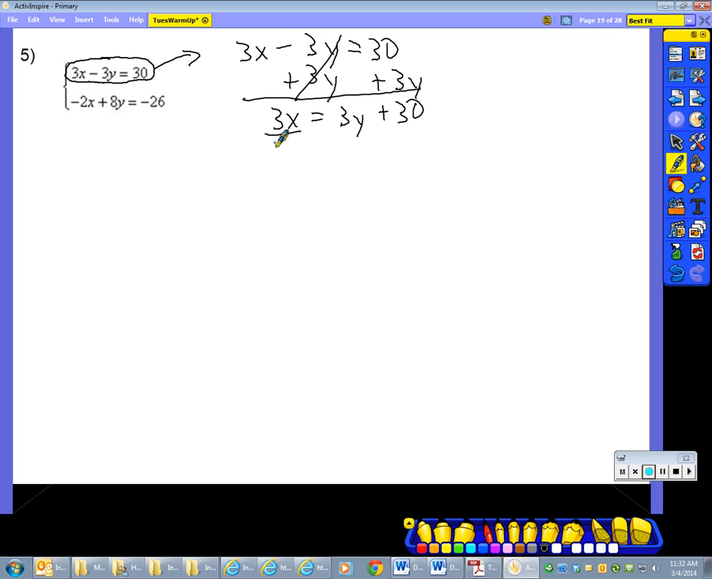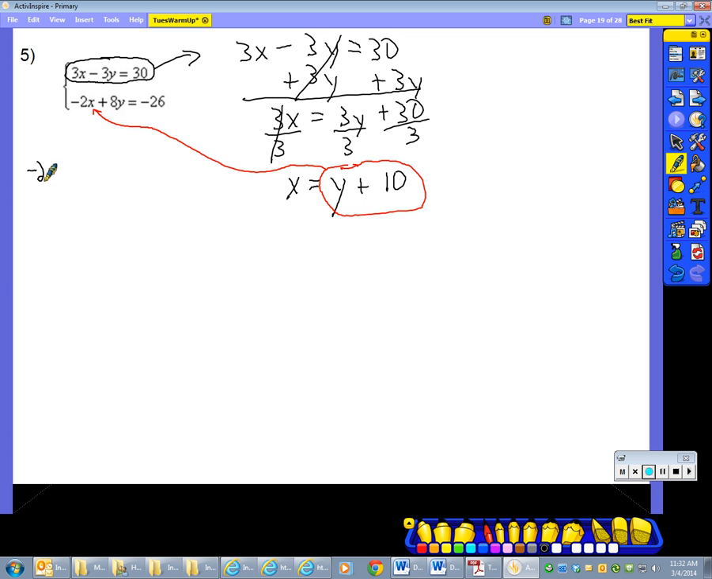I want x by itself, so I'm going to do the inverse of multiplying by 3, and that's dividing by 3. And so now I have to divide everything by 3. So x equals y plus 10. Now that I know that x equals y plus 10, I can take that y plus 10 and sub it in for x. So I'm going to take this and sub it in for x right there. I'll sub it in as red, and we can see what this looks like.